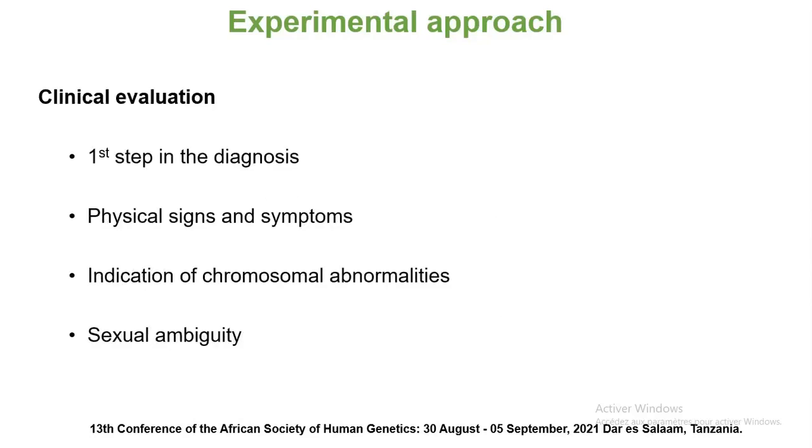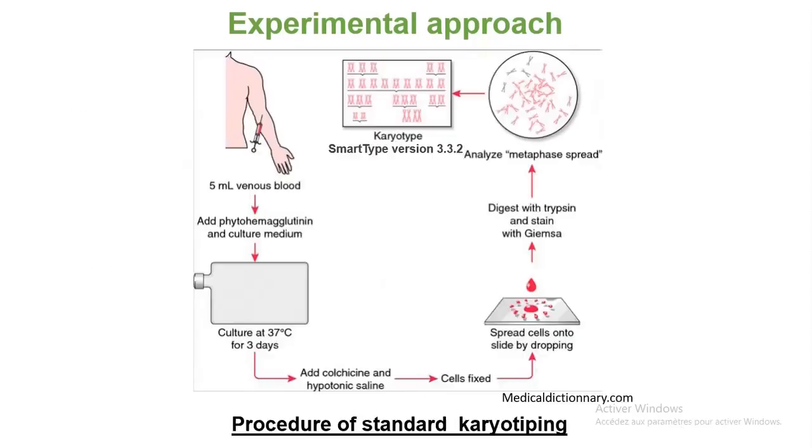The clinical evaluation is the first step in the diagnosis. It is based on the physical signs and symptoms that lead to the suspicion of chromosomal abnormalities or the observation of sexual ambiguity. The procedure of the standard karyotyping is the following. We first take 5 milliliters of venous blood from the patient. This whole blood is placed in a culture medium, the lymphomedium, for a culture at 37 degrees for 3 days.